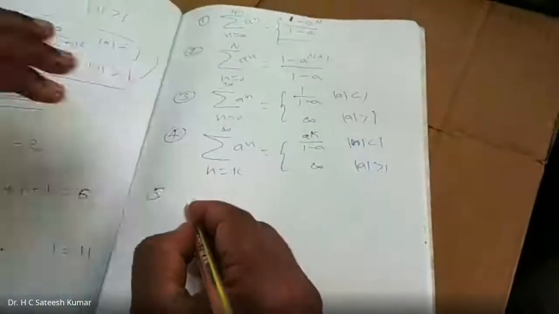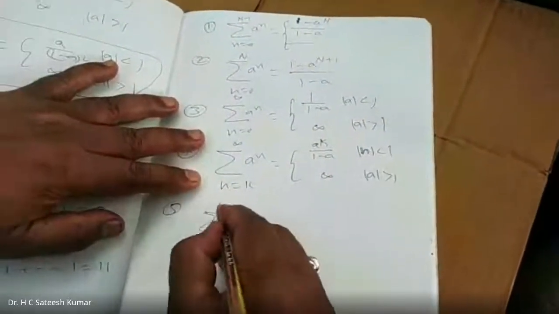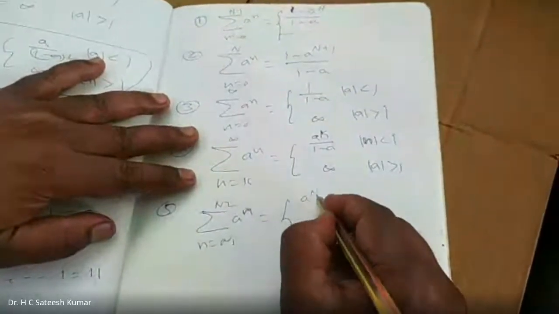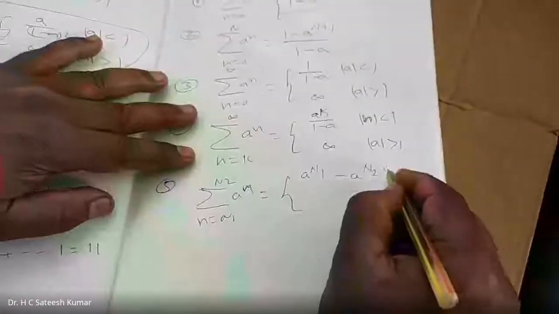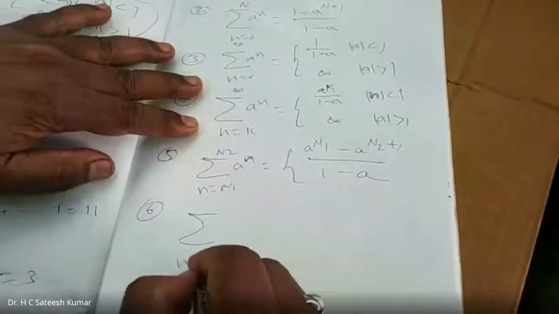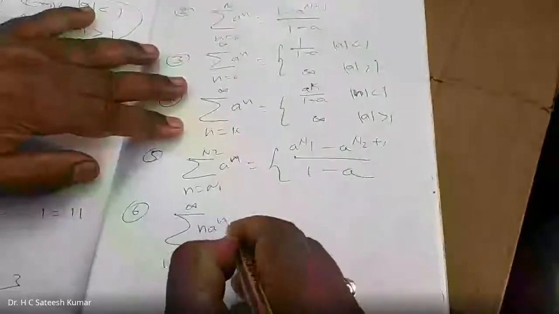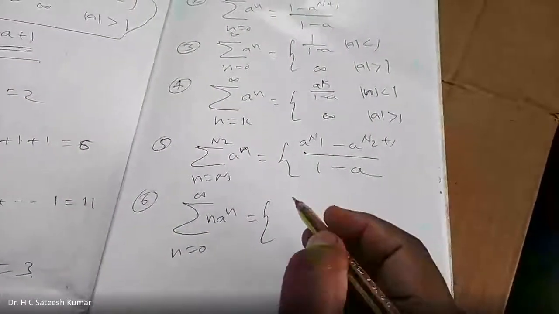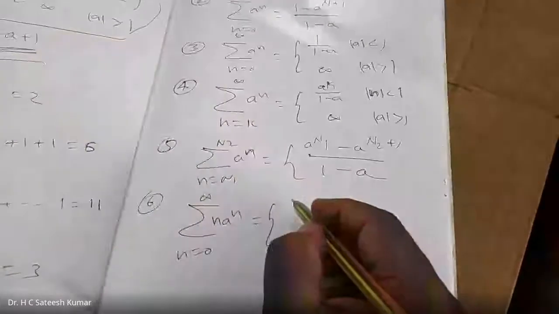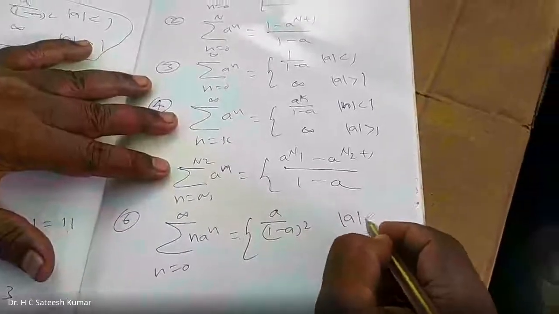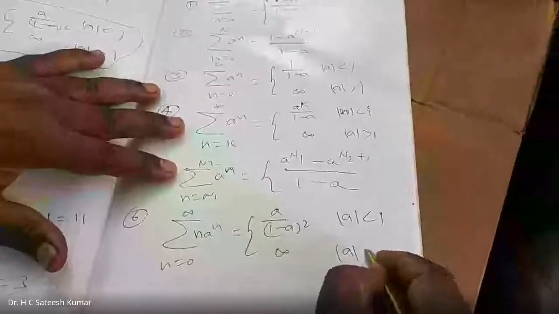Fifth one, summation n varies from n1 to n2 of a to the power n is equal to a to the power of n1 minus a to the power of n2 plus 1, divided by 1 minus a. And sixth one, summation n varies from 0 to infinity of n into a to the power n is equal to a divided by 1 minus a whole square for magnitude of a less than 1, and it is equal to infinity for magnitude of a greater than 1.